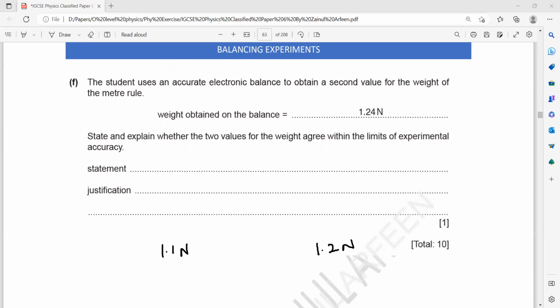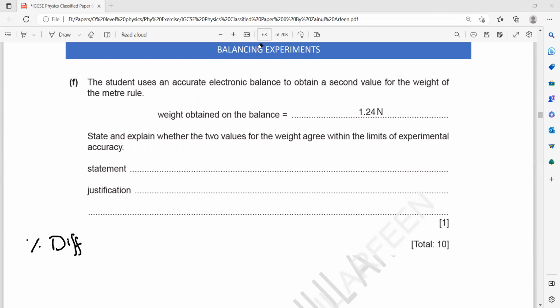How to do such a question? If you want to compare whether they are equal or not equal, the simple rule is to calculate a percentage difference. This is a very common question in which you have to compare two values. Looking at the values, estimation may not be 100% accurate. So what you can do is calculate the percentage difference. How to calculate the percentage difference?